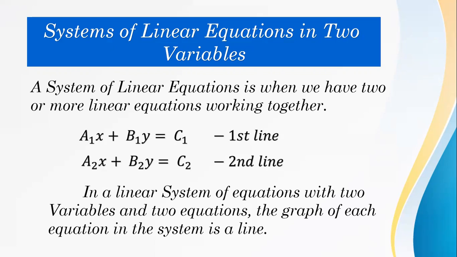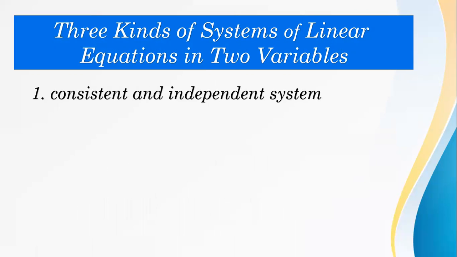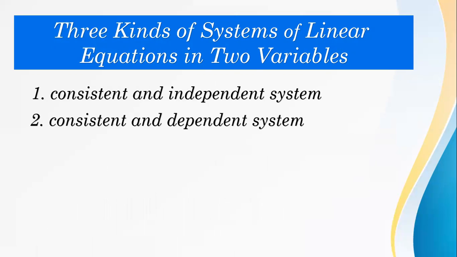In a linear system of equations with two variables and two equations, the graph of each equation in the system is a line. So we all know that for a linear equation in two variables, the graph is a line. And therefore, in the system of equations with two variables and two equations, the graph of each equation in the system is a line. We have three kinds of system of linear equations in two variables. The first one, we have the consistent and independent system. The second one, consistent and dependent system. And number three, inconsistent system.